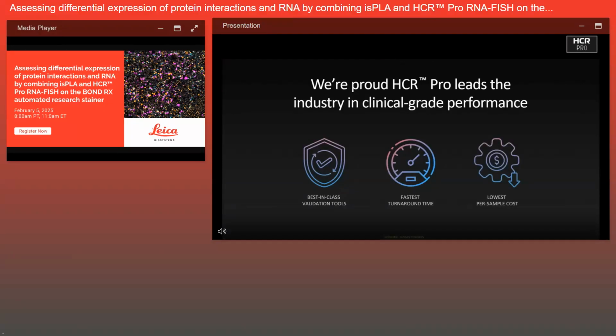And we also have the lowest per sample cost. We don't charge any custom design fees for probes. So any target that you wish to detect, we can easily integrate into your kits, and it's a flat kit price for each target that you order.